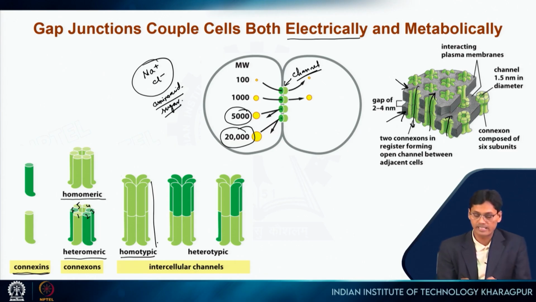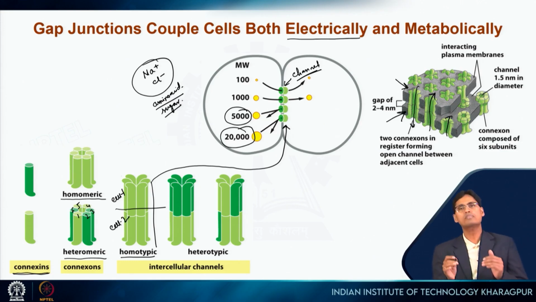This is the channel. If you rotate this one 90 degrees, you will get this. So this is from one cell and this is from another cell. So cell 1 and this is cell 2. That way they form this kind of channel or pore, so that things can go in and out between these two cells.